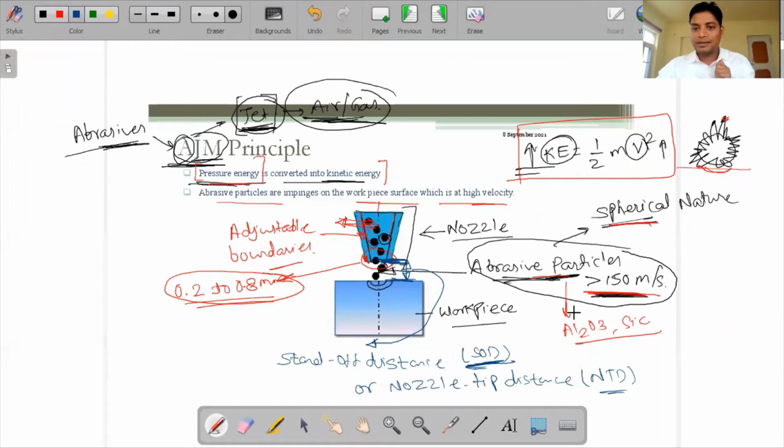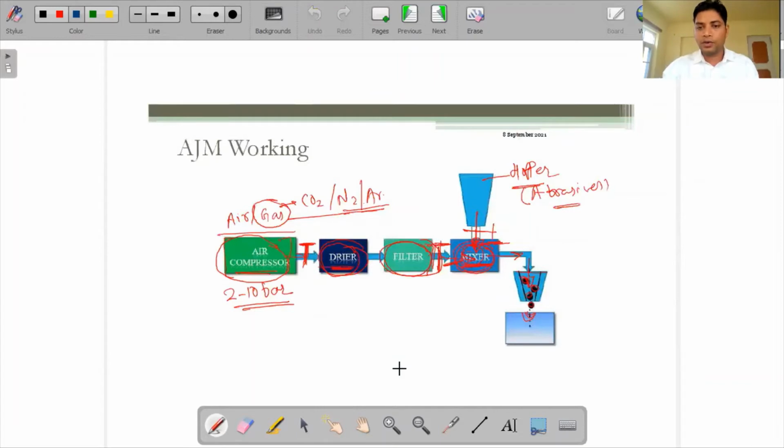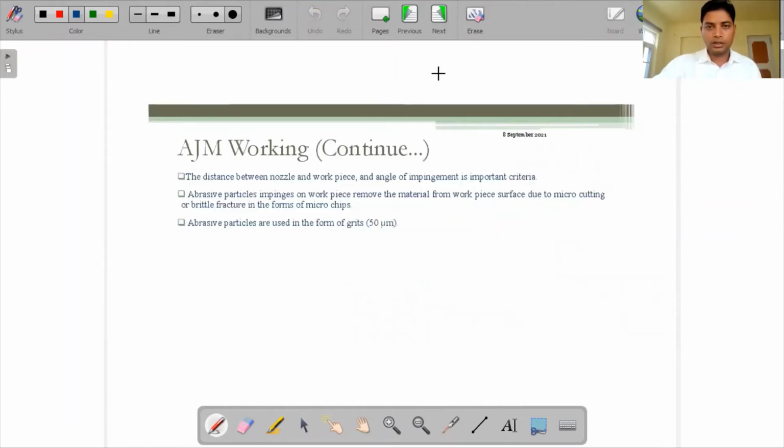Okay guys, next is, I forgot one more thing I want to add over here. Let's discuss the parameters. So this is the principle part and this is the working. These abrasive particles are coming over here and impinging over the workpiece surface and removing the material. Okay guys, let's go on, what is the other thing remaining. The important criterion for abrasive jet machining is the distance between the nozzle and the workpiece.